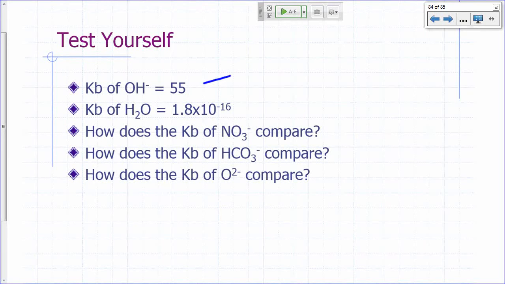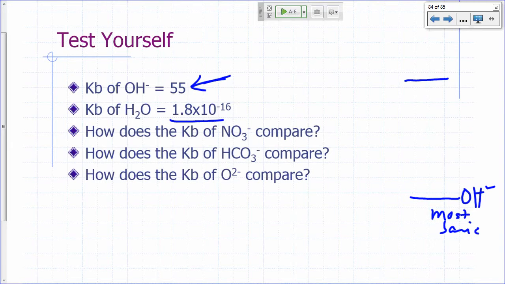Kb of hydroxide, if you recall, is 55. Kb of water is 1.8 times 10 to the negative 16. So let's look at your basicity scale here. The most basic species in water is hydroxide. Kb is 55. So this is the most basic. And the most acidic is H2O.